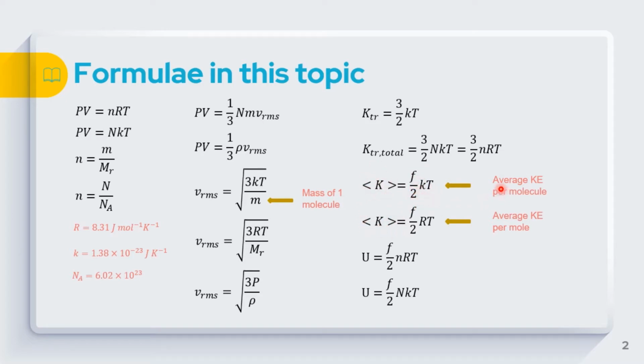(f/2)kT is the average kinetic energy per molecule, whereas (f/2)RT is used when you want to find the average kinetic energy per mole of gas. So it's two different things.